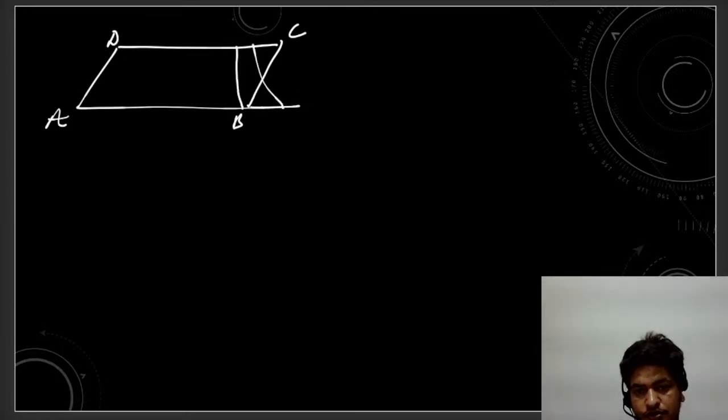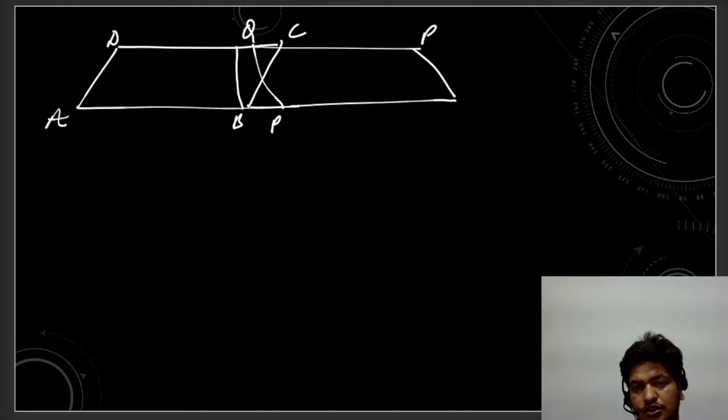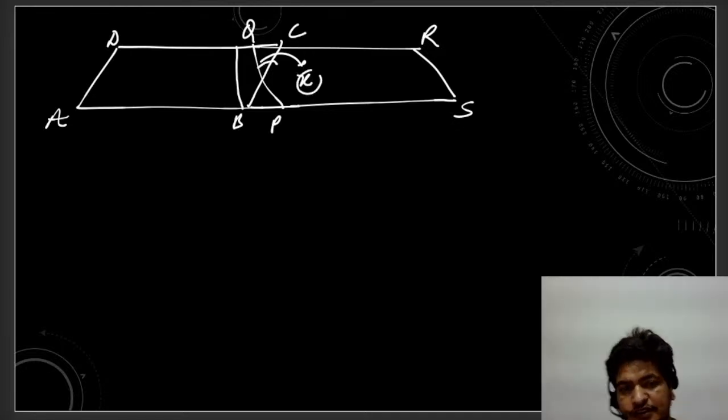This one looks like this. This is P, this is Q, this is R, this is S, and we have to find this angle that is equal to x. हमें फाइंड करना है x की वैल्यू.